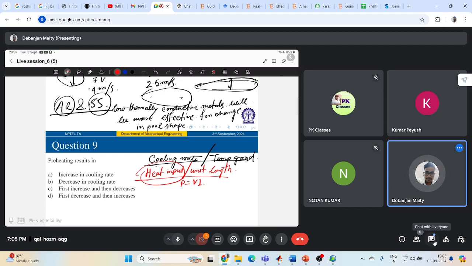Now heat input per unit length is the ratio of your power and welding speed. So this is in joule per second. This will be, let's say, in meter or millimeter per second, whatever unit you are familiar with. So this will finally come into how much energy per length your welding technique is consuming, right? Now, how will this heat input per unit length affect your cooling rate and temperature gradient?